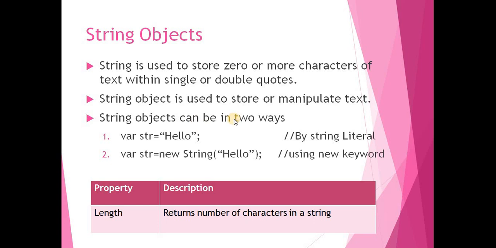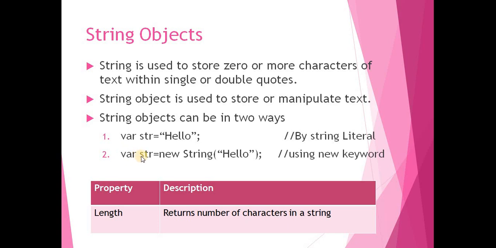A string object can be created in two ways. First method, where str equal to hello. That is, the text hello will be assigned to variable str. That is by string literal. That means the literal value is going to be assigned to your variable. This is the method which we have used for our examples in 11th standard also.